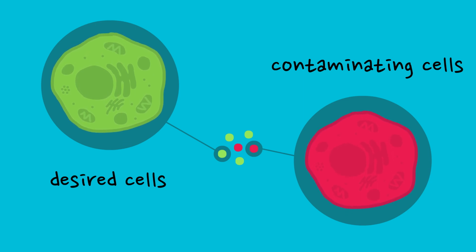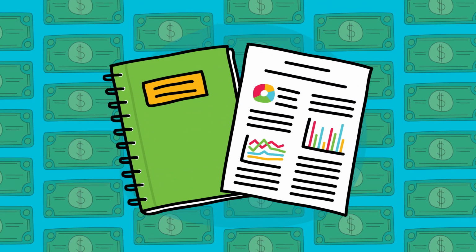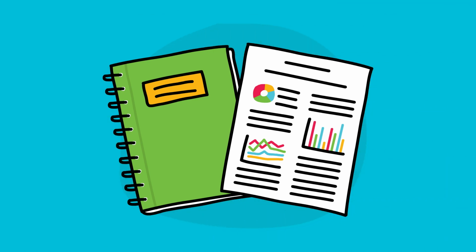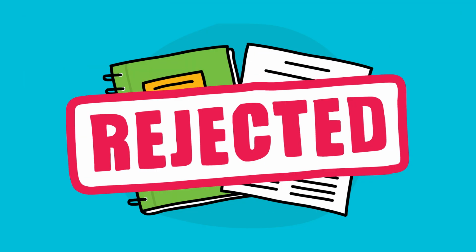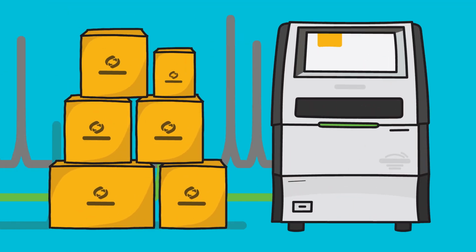In addition, cell line authentication is increasingly required for grant and journal submission, as reviewers want to know that you've done your due diligence. You wouldn't want to lose your funding or get rejected from your dream journal. Luckily, there are many labs that can authenticate your cells for you, or you can do it yourself with equipment that might already be in your lab.